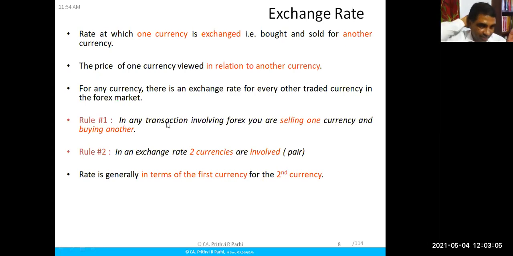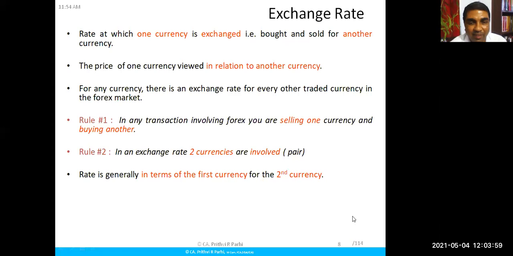Now the second rule, again a very simple rule. This also you can write down. What is rule 2? Can you read it? In any exchange rate, two currencies are involved. That is called a pair. So when you talk about an exchange rate, a minimum of two currencies are definitely involved. We buy something or sell something, two currencies are involved. That is called the pair.